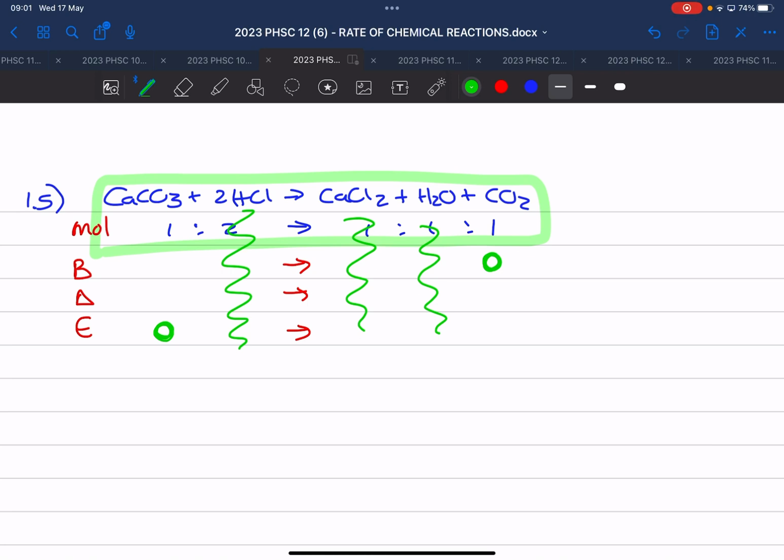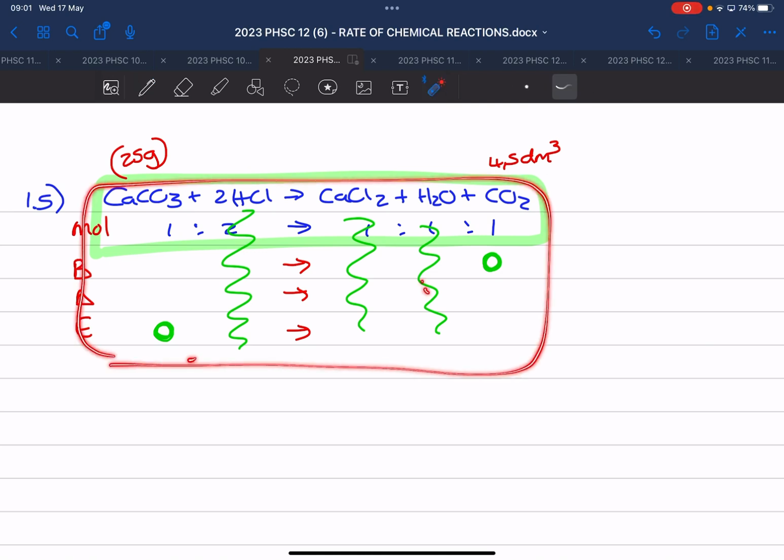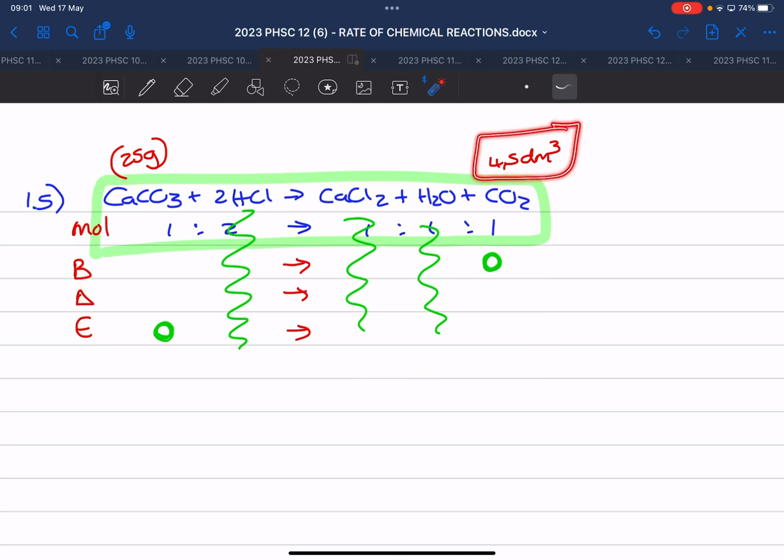Okay, right. Now, what other information do they give us? They say we have impure calcium carbonate, and that is 25 grams. But that is impure. Are we allowed to put impure in our table? No. Then they say the carbon dioxide that is formed is 4.5 decimeters cubed. But this here is our mole table. We're only allowed to fill in mole here. So we have to first convert that into mole to fill that in there.